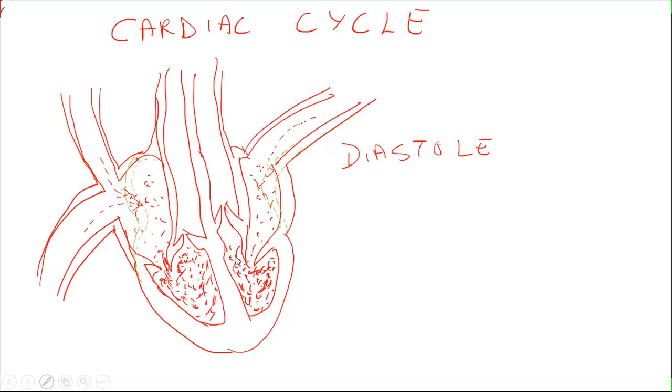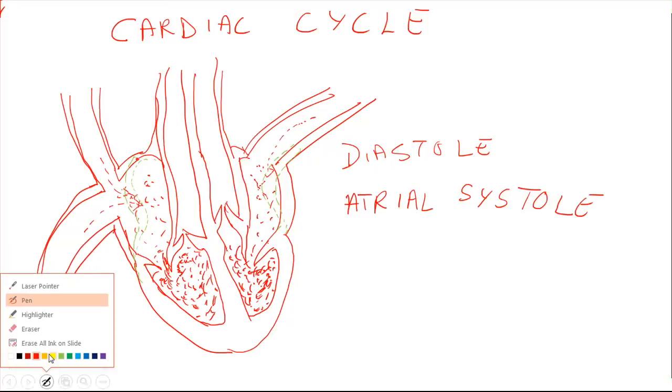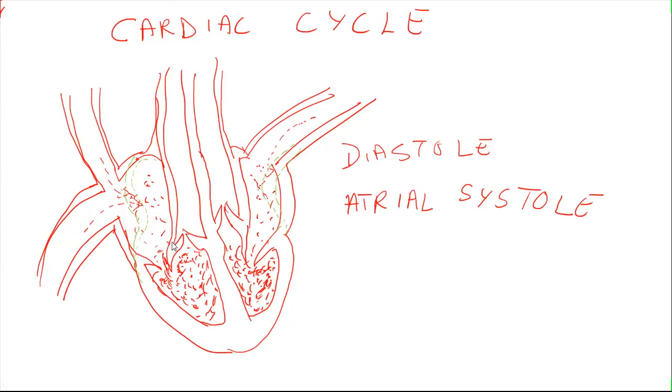So the ventricles are now filled with blood, and we go on to the next stage, which is atrial systole. The blood is now in here, and the ventricles would contract. But before then, the bicuspid and tricuspid valves, or the atrioventricular valves, would shut.